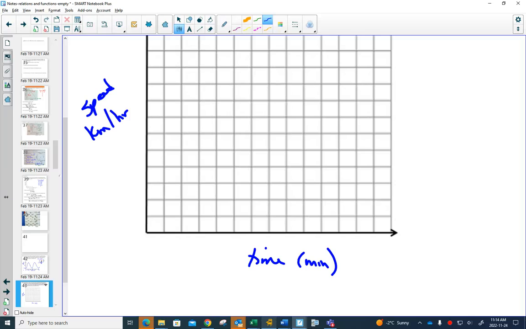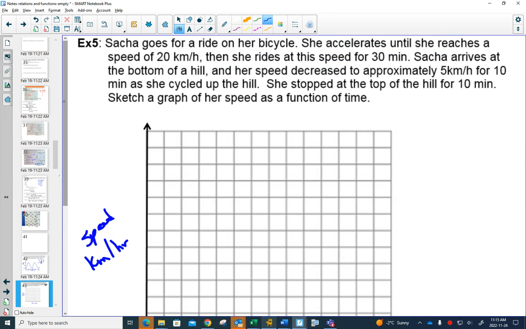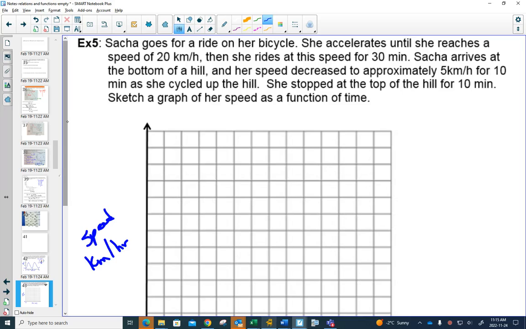How long does it take for her to accelerate? Okay. Well, now let's read through each of the things. She starts at what speed? 0. So at time 0, her speed is 0. So we can put a 0 here and a 0 there and say that's our starting point. She accelerates, which means she's going to get faster until she reaches a speed of 20 kilometers per hour. So how long? And does it tell us how long that takes?